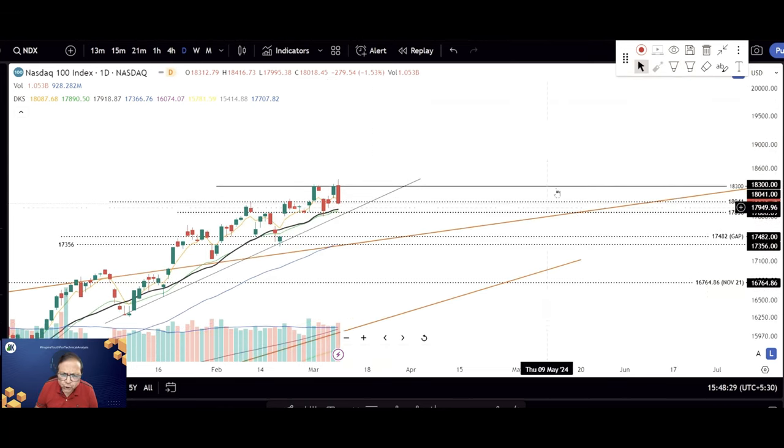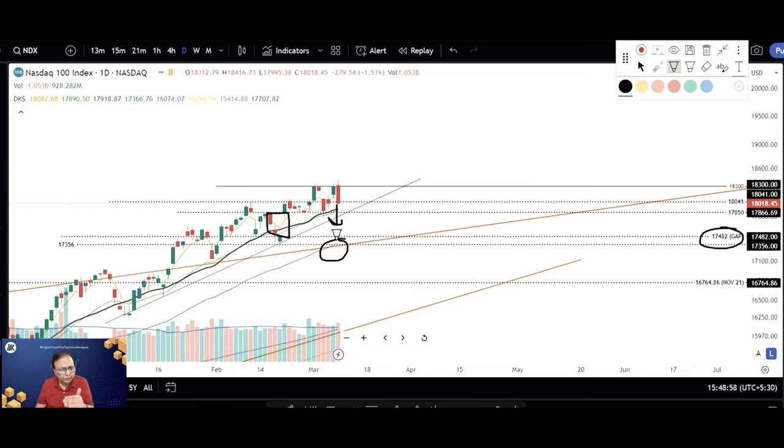And if it breaks down below this trend line, then there is a gap here. This gap was created recently on 22nd of February. And if this gap is to be filled, then probably it may fall to 17,400 to 17,482, which has a confluence of this EMA 55. And it is a confluence of the upper fiber of the rising wedge. So this area becomes the strong support area.